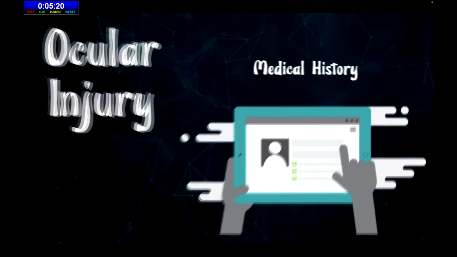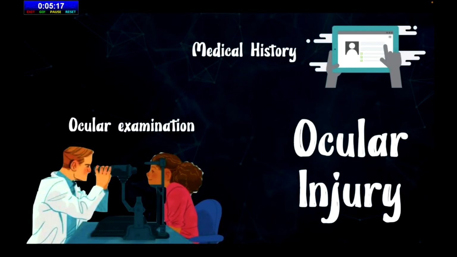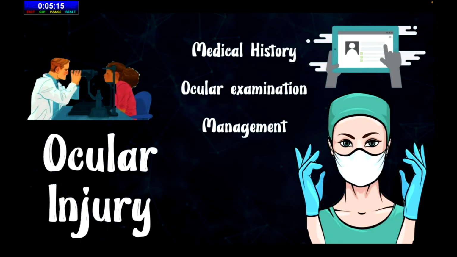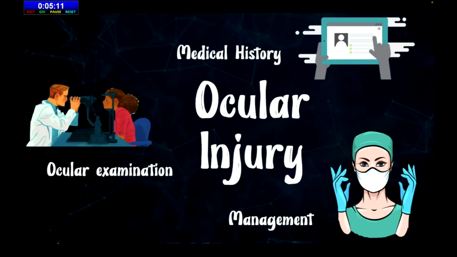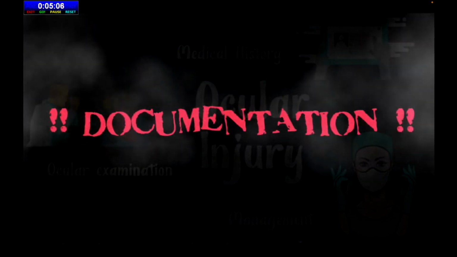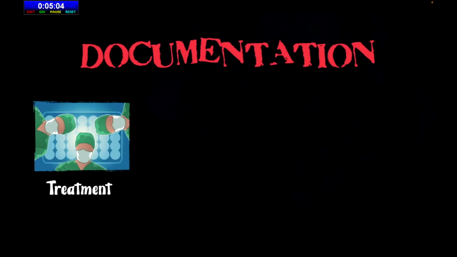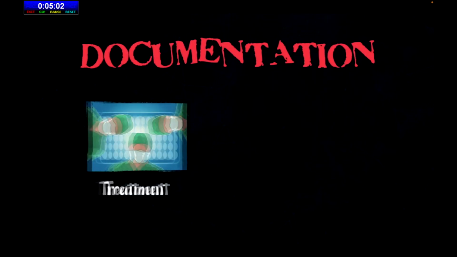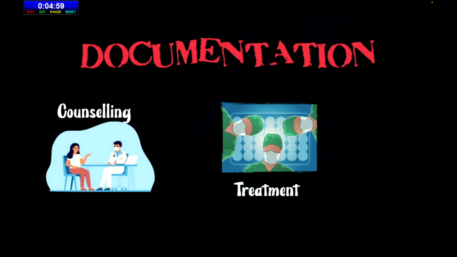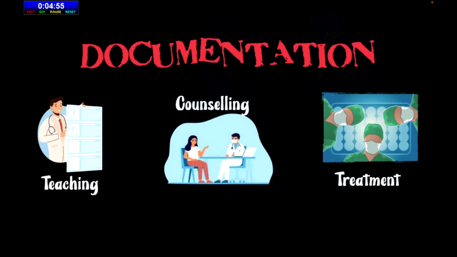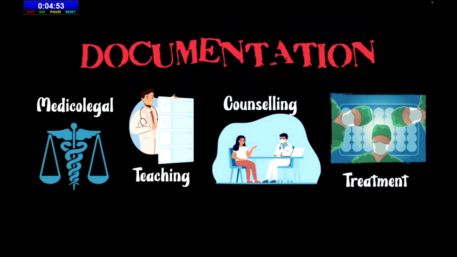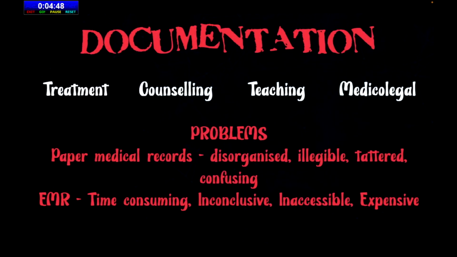So it becomes very essential that we take a good medical history and a thorough ocular examination to conduct the management of these ocular traumas. And while the doctor is managing this, he forgets to do one major thing, that is documentation. Documentation becomes very important for a plan of treatment, if we want to counsel the patient on the prognosis, whether it's good or bad, and it becomes very essential for teaching as well, and most importantly for medico-legal cases, where this is taken into consideration.